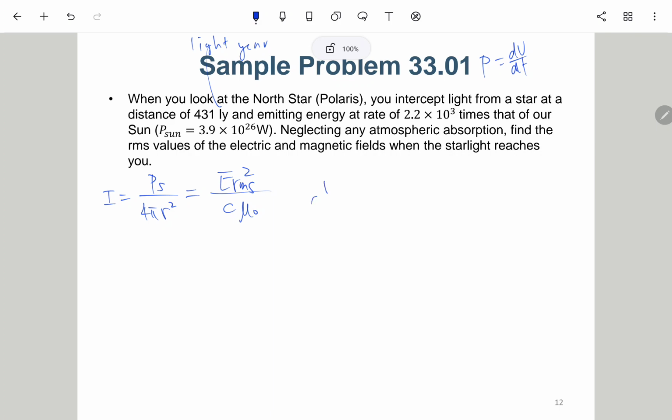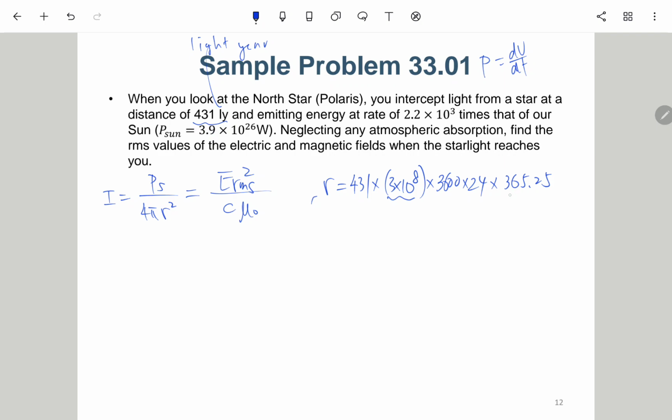And then also we know that this r, okay, we actually need to convert this light year back to the SI unit. Okay, so it should be 431, and then times 3 times 10 to the 8th power. So this is the speed of light times how many seconds in a year. So it will be roughly 60 seconds in a minute, 60 minutes in an hour, and then 24 hours per day, and then times 365.25 days in a year.